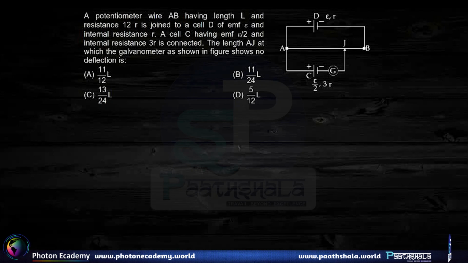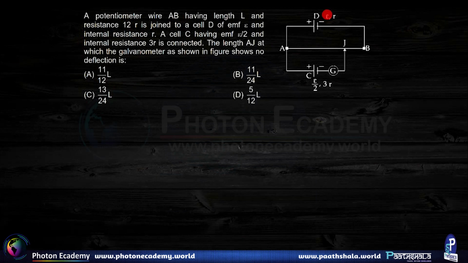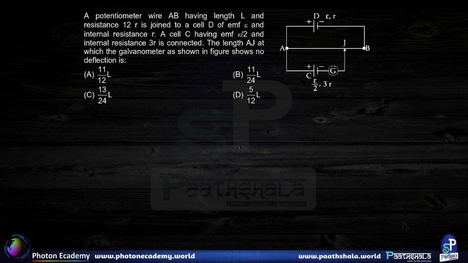The potentiometer wire AB, having length L and resistance 12R, is joined to a cell D. This cell has an EMF E. There is also a cell C over here with EMF E by 2. The internal resistance of this cell is 3R, and the internal resistance of the other cell is R. The resistance of the wire AB is equal to 12R.